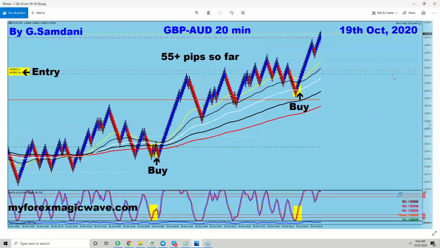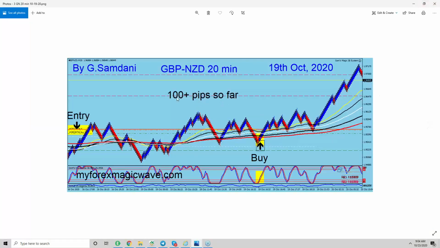The second one is on the 19th, also pound Aussie. This is the first one I just showed you, cash out, and then after that, later on, I had this one that went up 55 more, same day. On the 19th, this is pound Newsy, beautiful entry here and all the way for 100 pips to the upside.